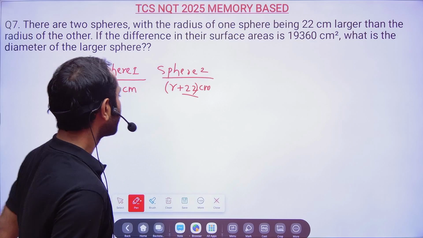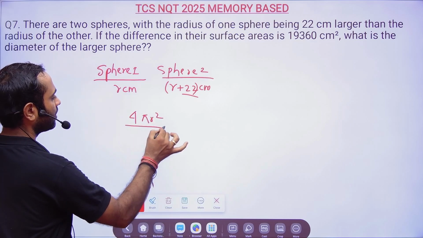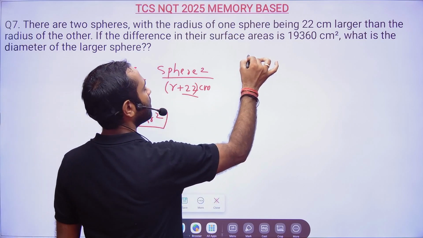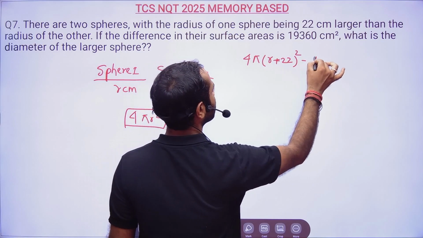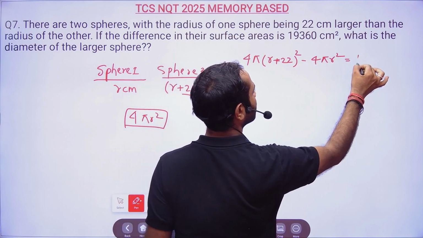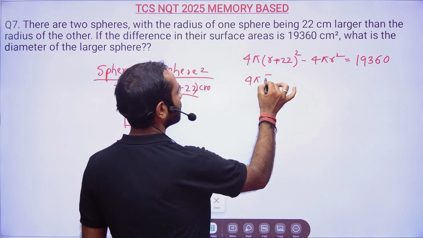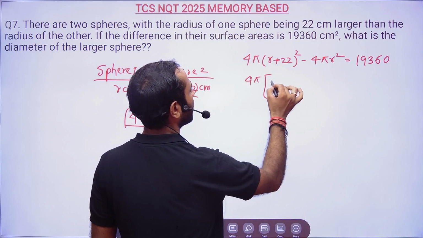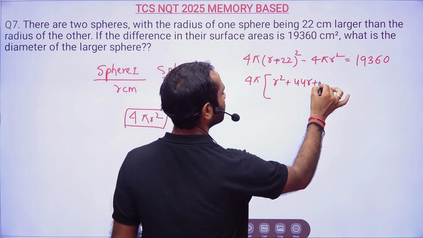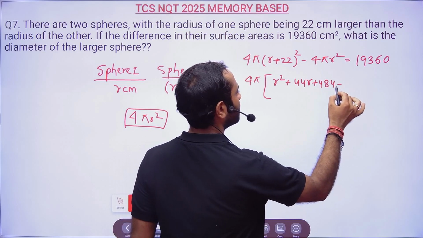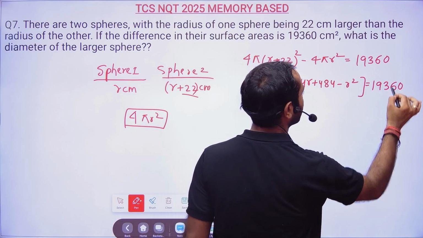Now the difference in their surface areas is 19,360. Now friends, what is the surface area? The surface area of a sphere is 4 pi r square. So the bigger area, 4 pi (r plus 22) square, minus 4 pi r square for the smaller radius, and then it is total 19,360. 4 pi you take common. Then (a plus b) square, so r square plus 44r plus 484 minus r square, and it will be equal to 19,360.